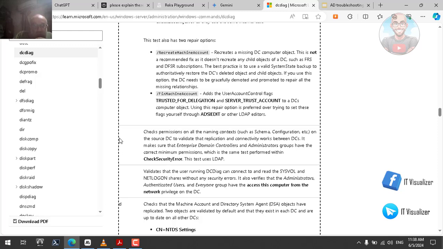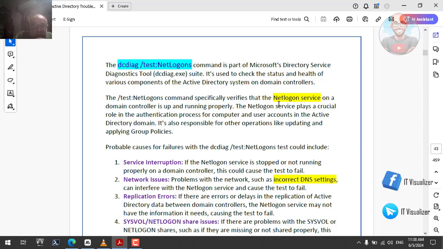And one important thing also, we need to make sure that the Netlogon service is running on the domain controllers, because this is very, very important for authenticating the users and the computers to the domain controller. The Netlogon service plays a crucial role in the authentication process for computer and user accounts in the Active Directory. It's also responsible for operations like updating and applying group policies. So if this service is not running, the group policies will not be applied and the user will not be able to log in.